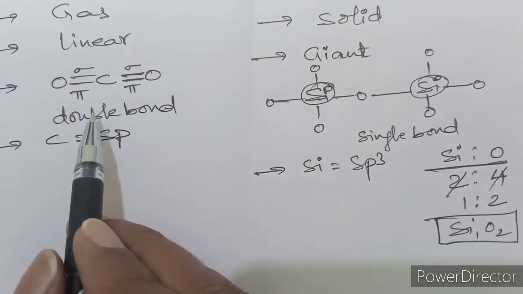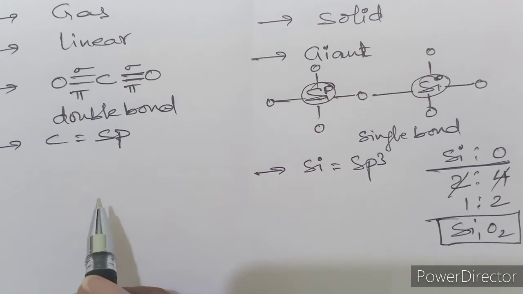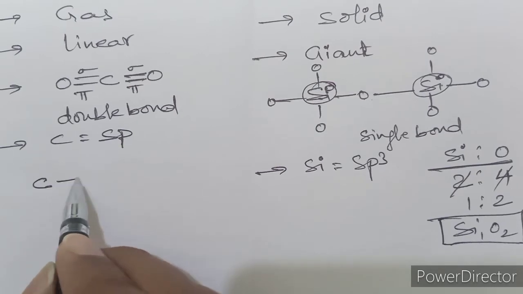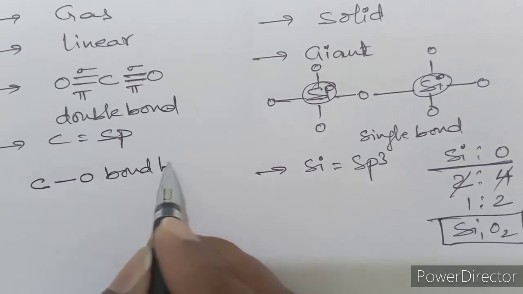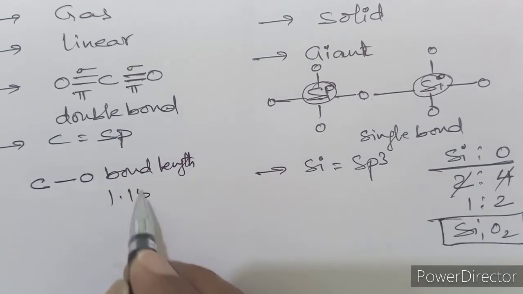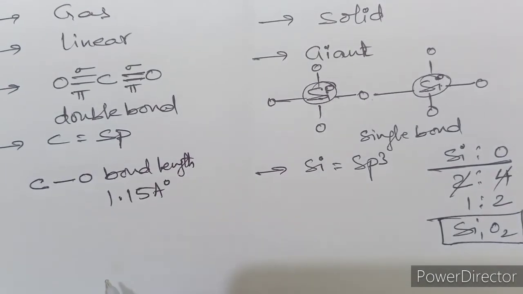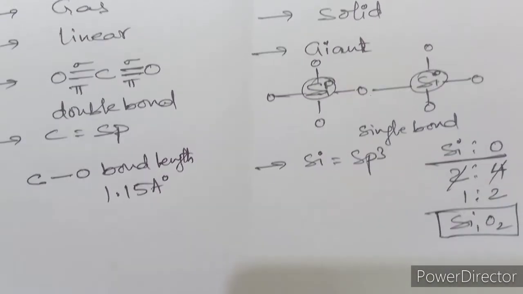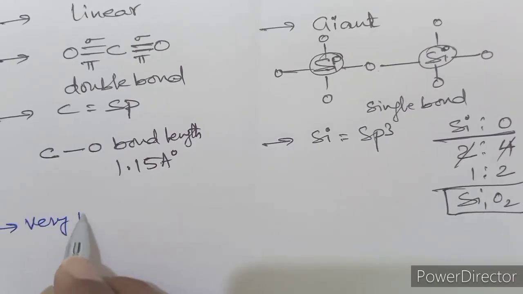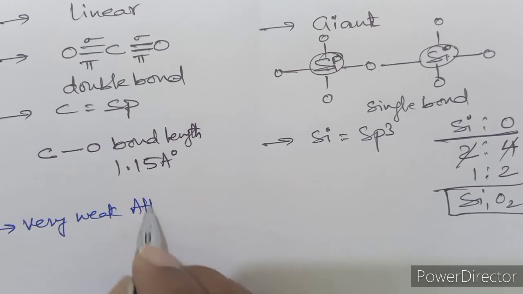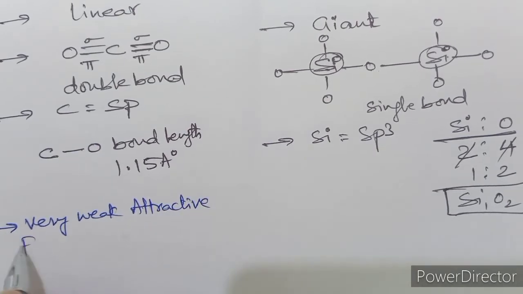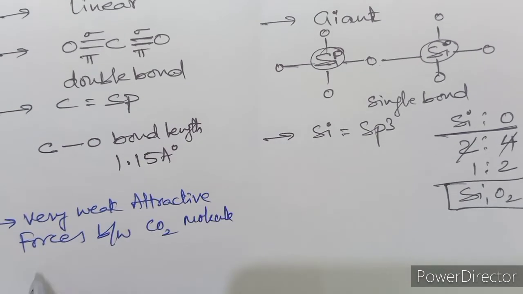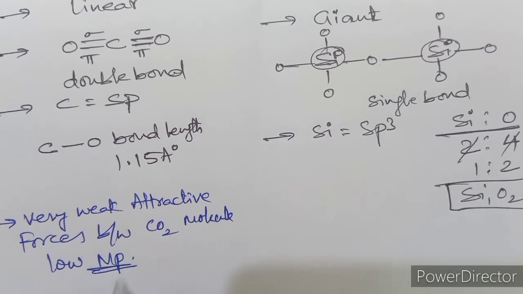Whereas in CO2 molecule, carbon undergoes sp hybridization, and due to the resonance structure, the carbon oxygen bond length becomes equal to 1.15 angstroms. And here very weak van der Waals attractive forces are present between CO2 molecules. Hence, they possess low melting points.